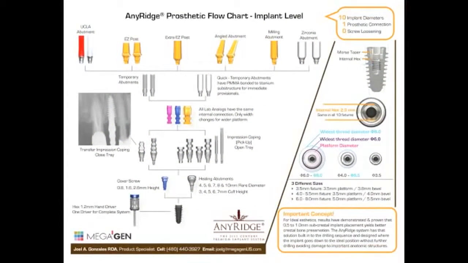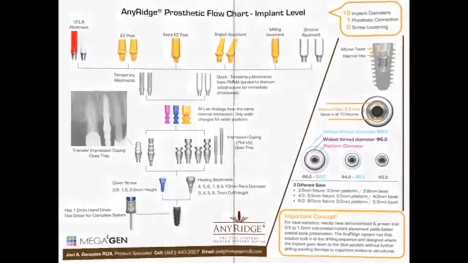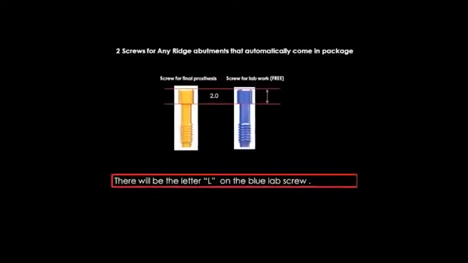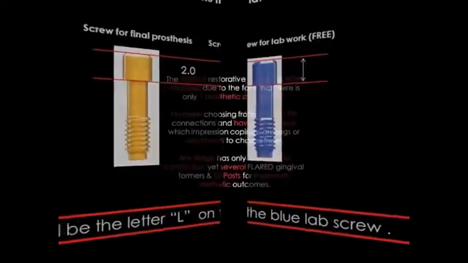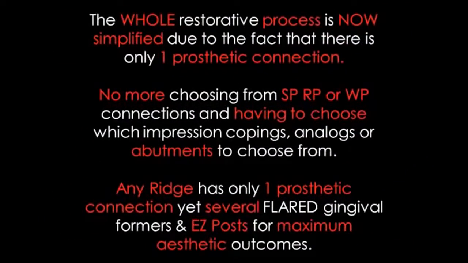Here you see all the different abutment options that are available: easy post, extra easy post, angled abutment, milling abutment, zirconia abutments, one prosthetic table. We do have your PMMA temporary abutments that are very nicely utilizable for immediate prosthetics. The really nice thing about all of our final abutments is they come with a lab screw that's thrown in there for free. The lab screw is blue. Your gold screw is your final screw. So you keep that, send your lab screw with your case to the lab, and they use that for the lab fabrication portion.